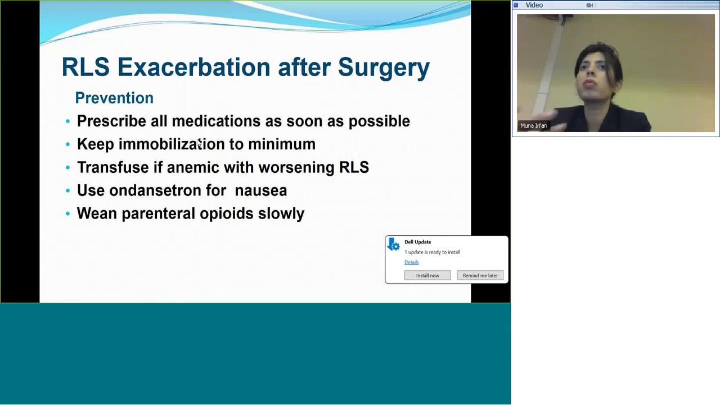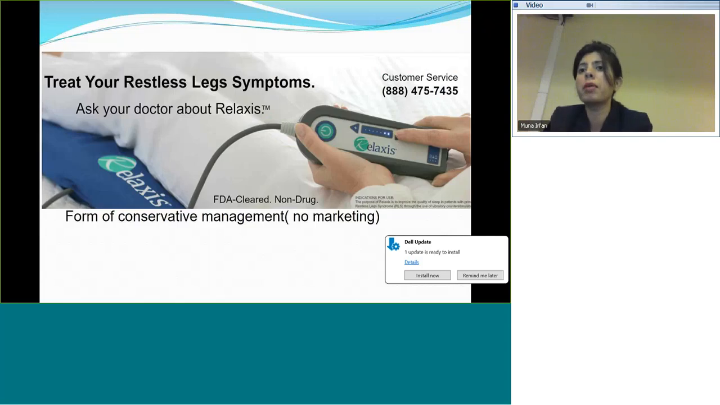So of course, not in a patient who's not able to walk, but otherwise for other procedures, try to get them up on their feet as soon as possible. If they are anemic because of massive blood loss during surgery, transfusion to try to bring the ferritin up. If they have nausea because of the opioids given for pain, then instead of giving anti-dopaminergic antiemetic medication like Reglan, metoclopramide, use ondansetron for nausea, and wean the opioids slowly rather than abruptly.